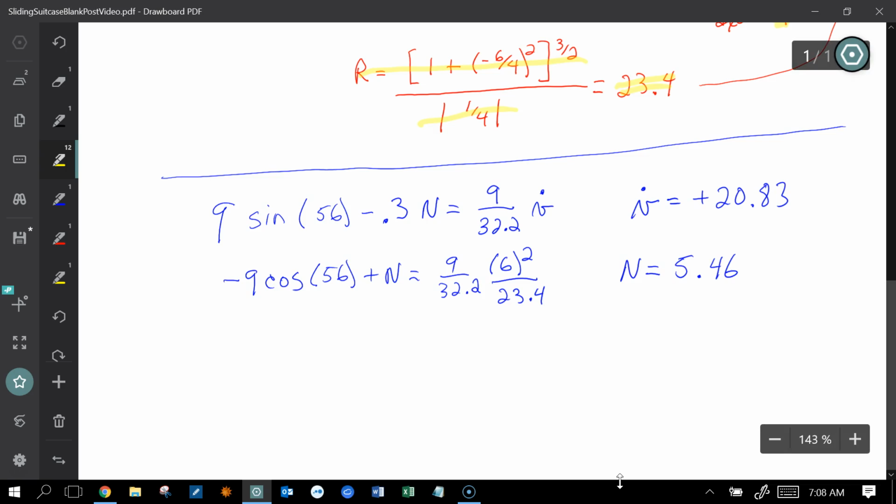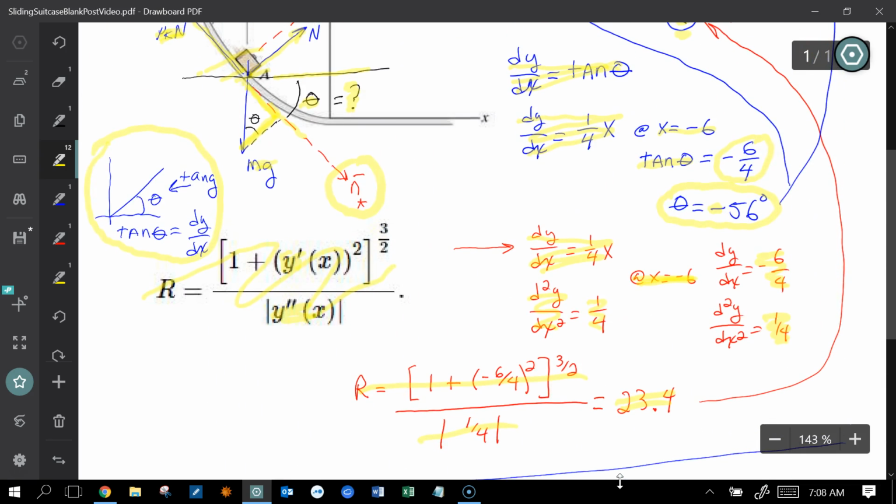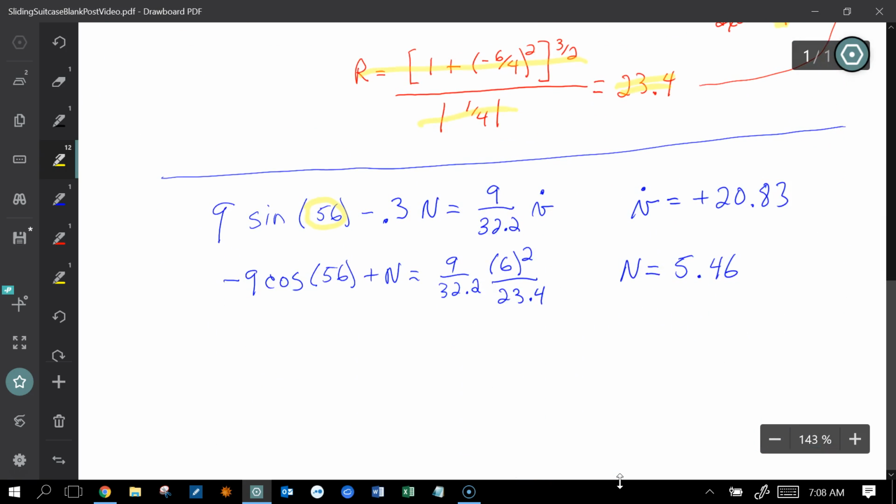So here's what they look like. Remember, this angle here is 56 because all it's telling me is that this guy right here is 56 degrees, and I can see from the diagram it's down. Okay, so I put in the angle, I put in the radius of curvature right here, and then I solve for the normal force first out of this equation. So I get the normal force, take the normal force, put it into this one, and you get the change in speed. That's it.